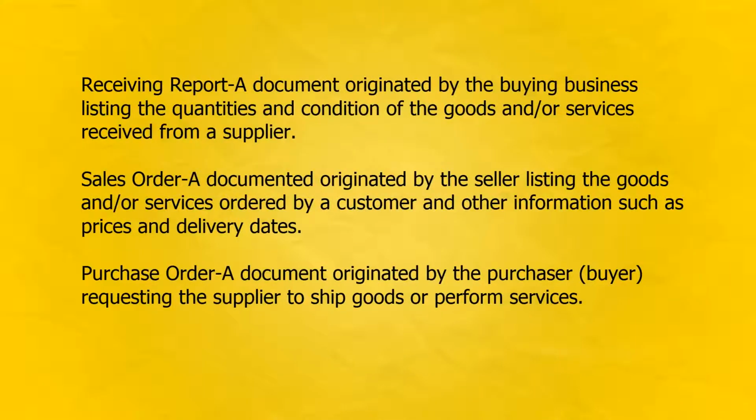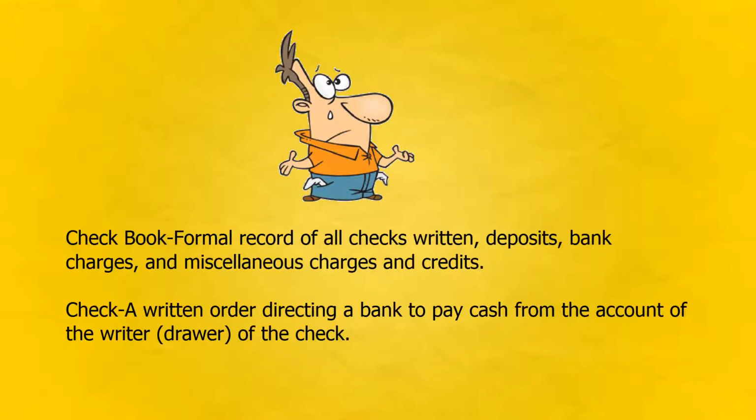Receiving report, a document originated by the buying business listing the quantities and condition of the goods and/or services received from a supplier. Sales order, a document originated by the seller listing the goods and/or services ordered by a customer and other information such as prices and delivery dates. Purchase order, a document originated by the purchaser, the buyer, requesting the supplier to ship goods or perform services. Check book, formal record of all checks written, deposits, bank charges, and miscellaneous charges and credits. Check, a written order directing a bank to pay cash from the account of the writer, the drawer of the check.